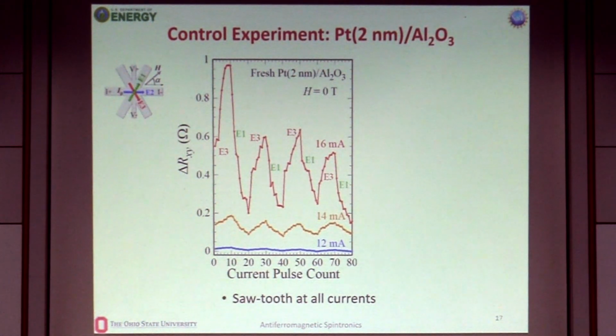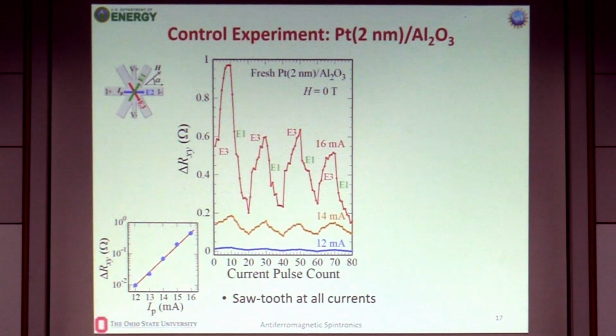Now come back to this high current behavior, 16 milliamp. Since we pass a higher current of 18 milliamp, it kind of gets rid of it. We were wondering what could cause this. So we deposited 2 nanometer platinum directly on the sapphire substrate, and at zero field it shows basically the same behavior. When we go down in current from 16 to 14 to 12, this triangular waveform more or less persists, just smaller in magnitude.